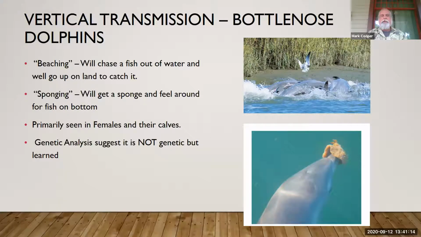Another one would be sponging. And what happens is we have seen dolphins actually take sponges and feel around on the bottom, and that will scare out fish. And again, that would be a parent to a child. It's usually females and their calves that are actually doing these two different types of behavior. The genetic analysis, as far as we can tell, is there is no gene for these two behaviors. So it's definitely a taught behavior.